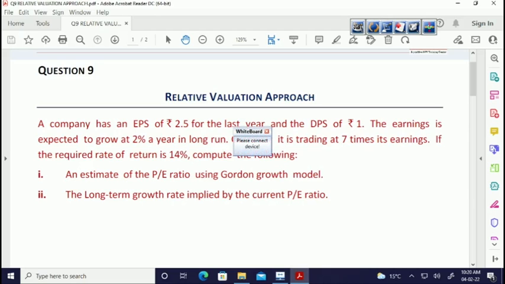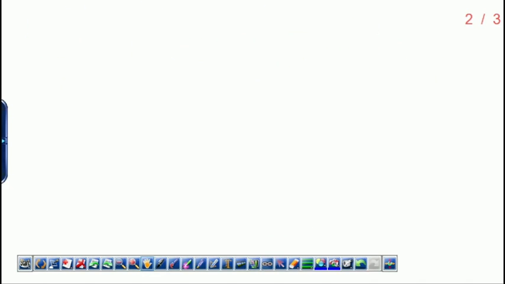An estimate of the P/E ratio as per the Gordon growth model. So that's very simple. You calculate the price as per the Gordon growth model, D1 by RE minus G. So 1 into 1.02 divided by 14% minus 2%. This is like multiple choice CA foundation. So 1 into 1.02 is 1.02. Some people would like me to solve it fully, so let me solve it fully.